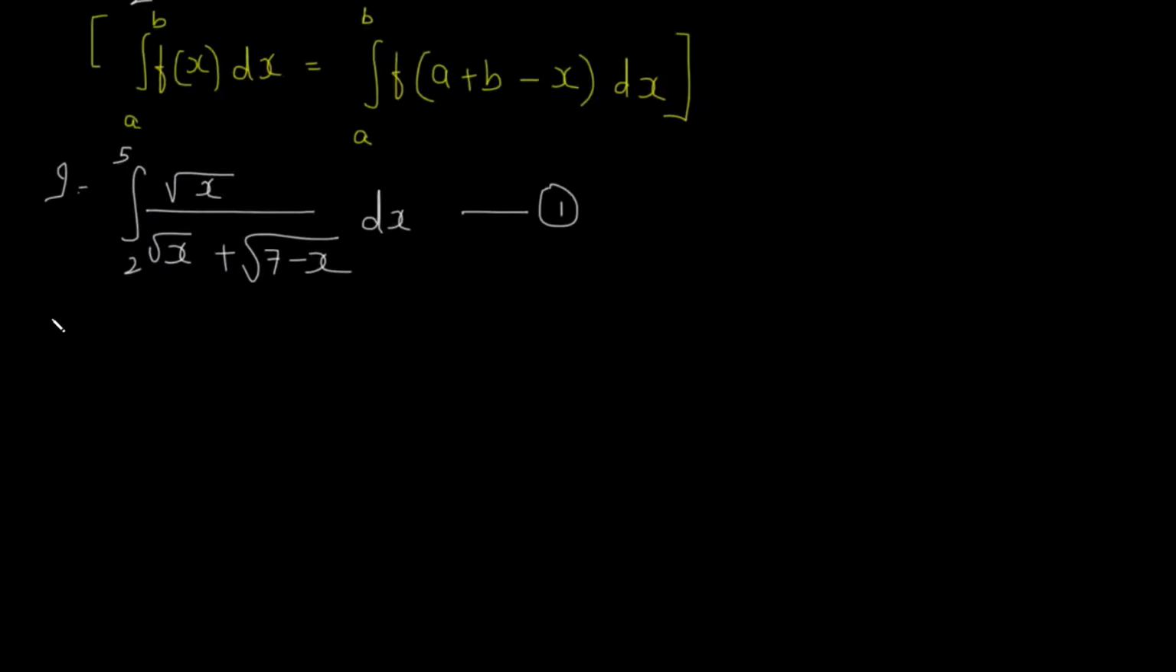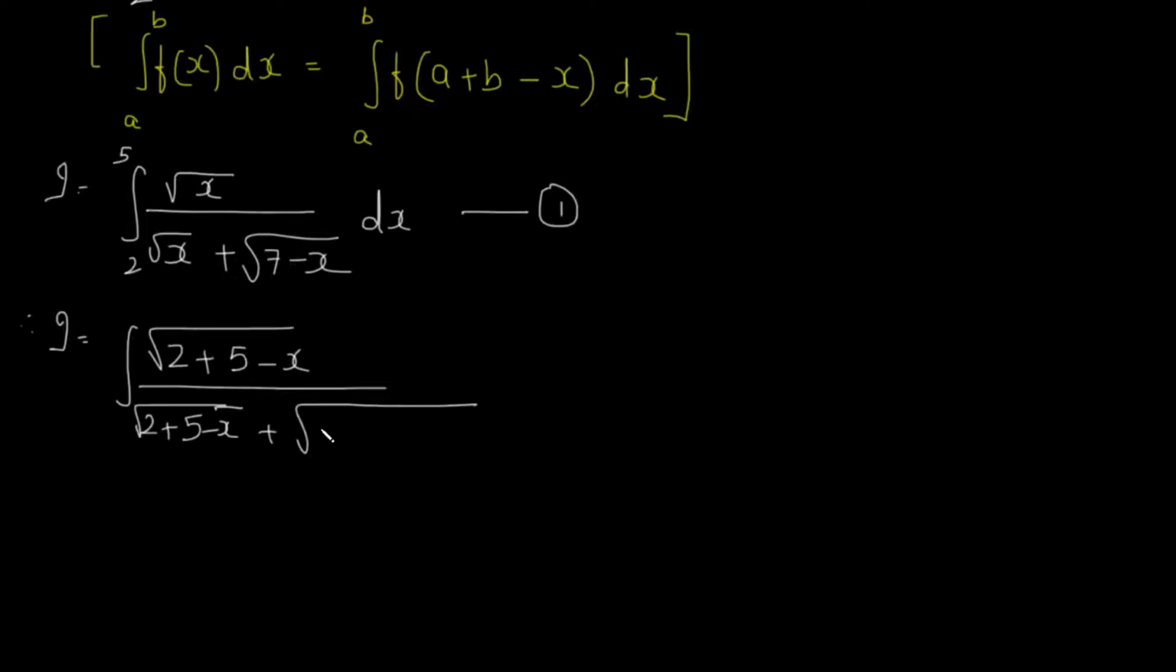by property 5, we can also write I as follows: wherever x comes, we write a plus b minus x. That means in this case 2 plus 5 minus x. So instead of x we write 2 plus 5 minus x, upon, again in the denominator the same thing, 2 plus 5 minus x in the first term, and in the second term root of 7 minus 2 plus 5 minus x. So wherever x is there, we substitute 2 plus 5 minus x.